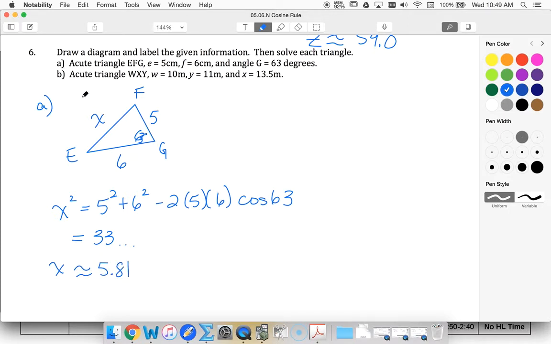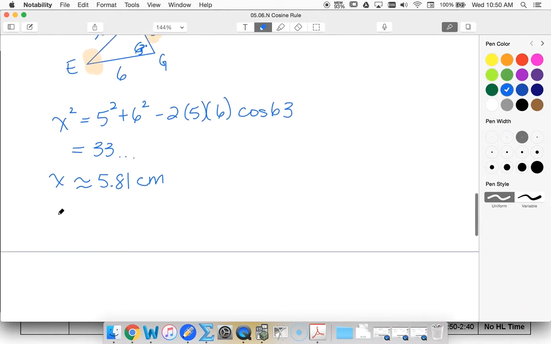So now I know all three sides. Now I can use sine rule to help me find my angles. So this matches with the 63. I can pick either one. I'm going to go with E. So E matches with the 5. Okay. So now I can say sine E over 5 equals sine 63 over my x value.